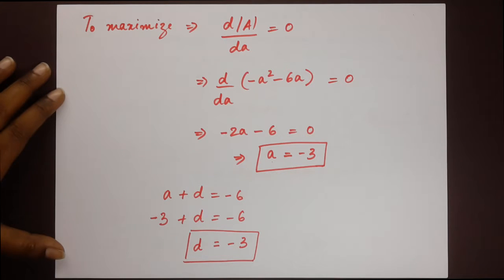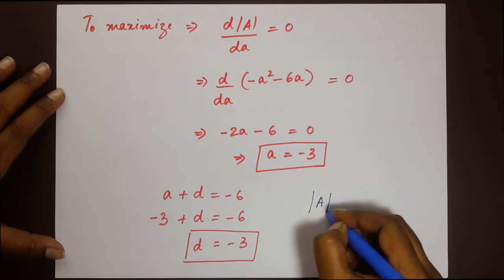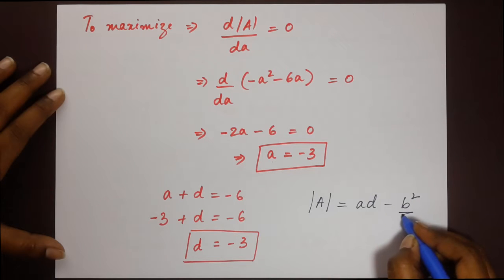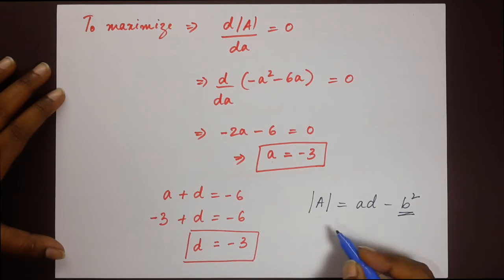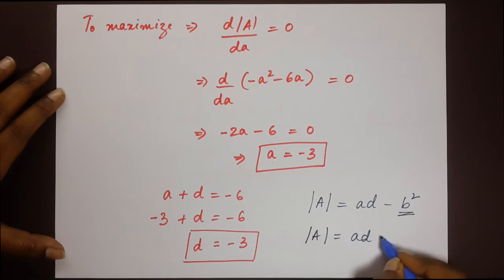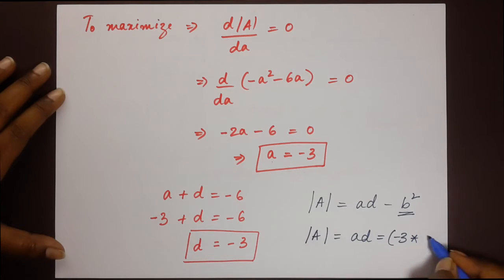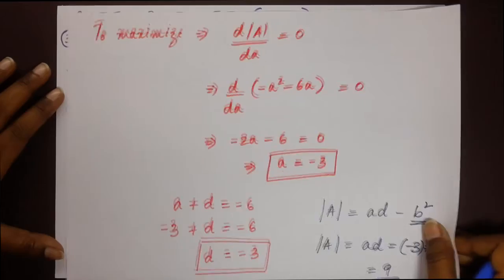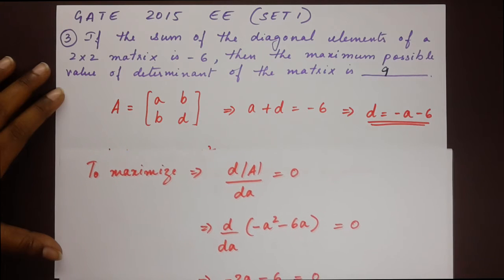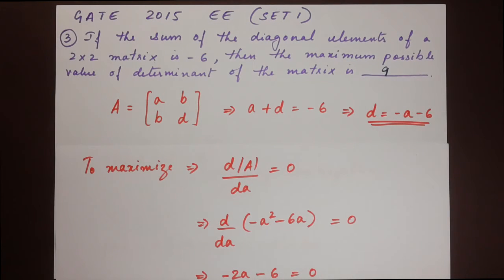So all that's left is to find out the determinant. Now we have that det A is equal to ad - b². We have proven the fact that b² should be 0 in order for det A to be maximum. So that means that det A is just ad, which means it's -3 into -3. That gives us a value of 9. So here the final answer is 9. The maximum possible value of determinant of the 2 by 2 matrix is 9.